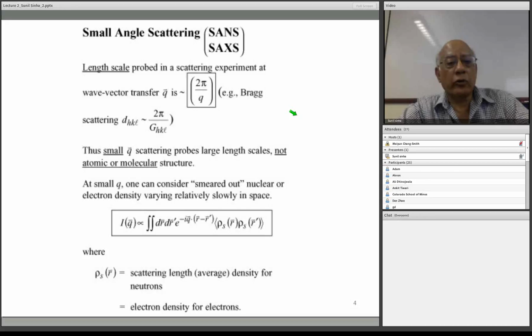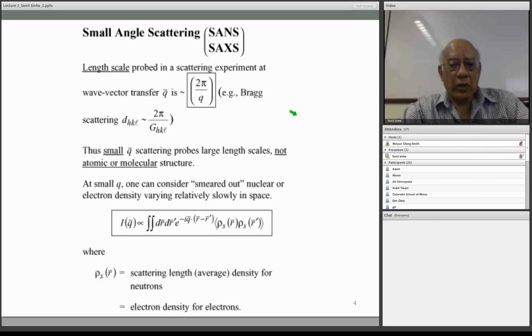I want to introduce you to the concept of scattering length density, which is the scattering length times the number of nuclei with that scattering length per unit volume, and you average this over all the kinds of nuclei there are. So if there are different nuclei with different scattering lengths, you weight them by their volume fraction, and you construct what's called the scattering length density, and that essentially controls the contrast for small angle scattering experiments.